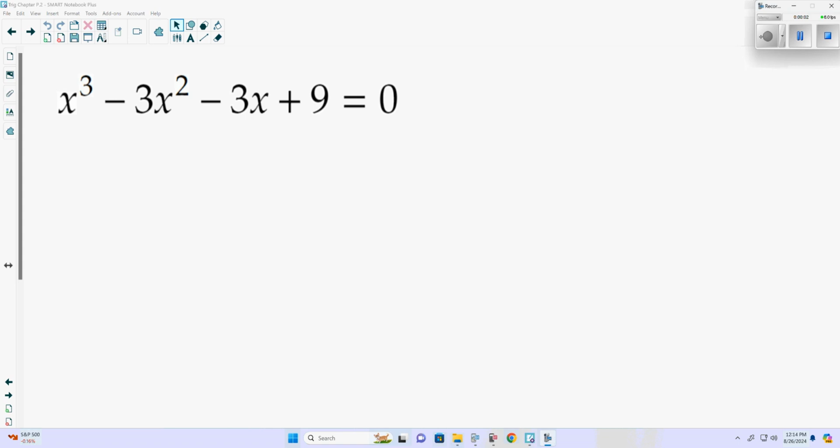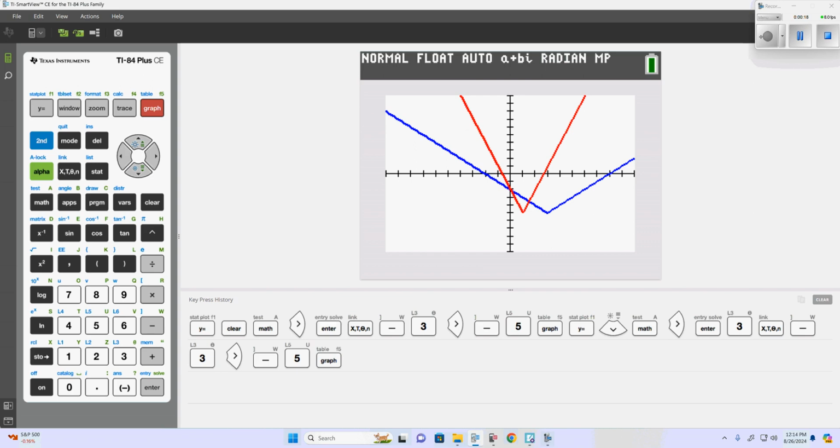We stopped off Friday with this one here, x cubed minus 3x squared minus 3x plus 9. Now there are different ways we can solve it, but one way that we can do is by graphing.